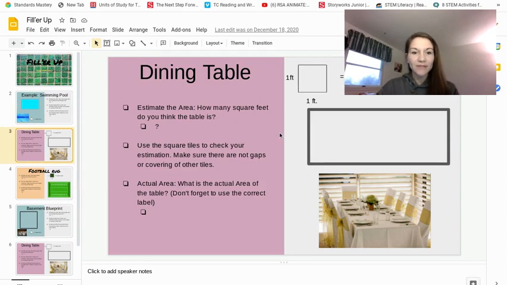Continuing on, you'll do the same thing for the dining table. Again, we're looking at square feet here. You're going to make your estimation, drag the rectangles to see the actual area, and then again, correct labeling. So if you don't know what unit is being used, you would just put square units. But when you are being given the actual unit being used, in this case it's feet, then you need to make sure that you're using square foot.